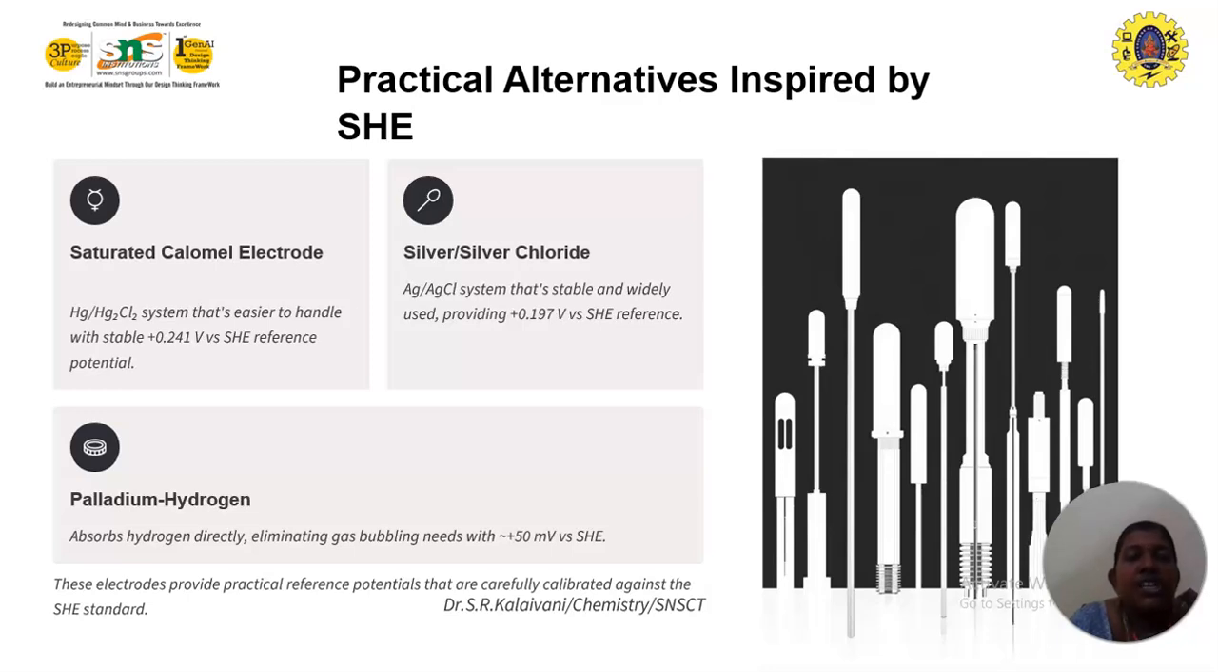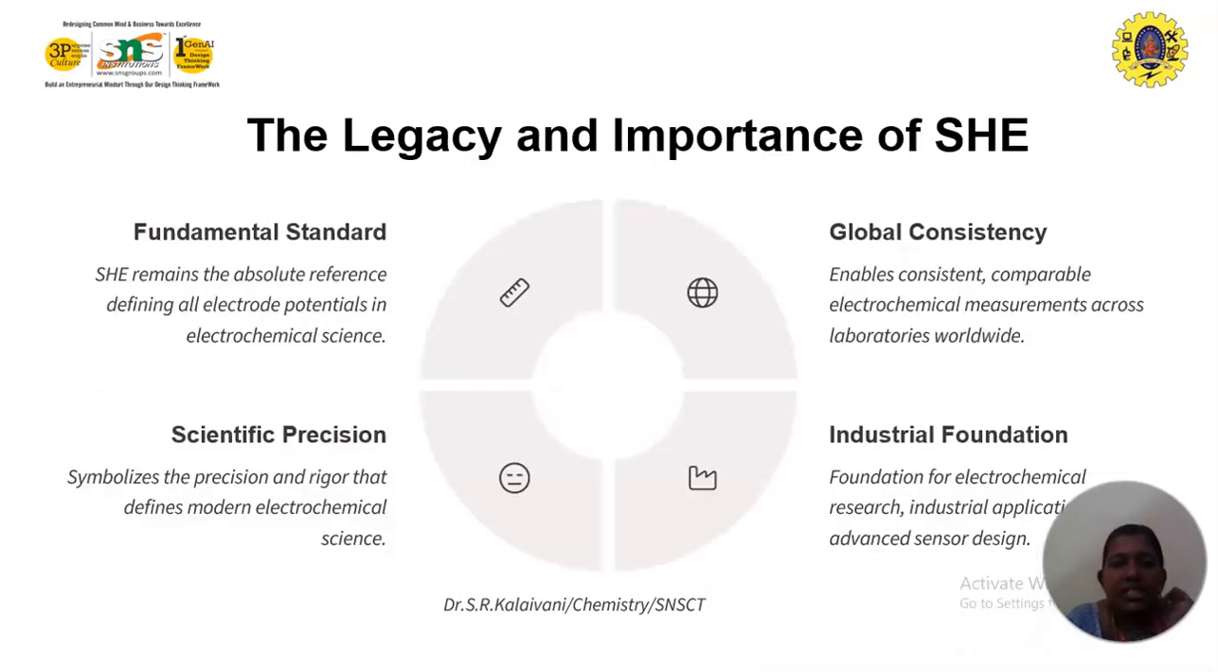plus 0.241 volt. SHE acts as the primary reference, with electrode potential value 0 volt. Then the silver chloride system that is stable and widely used, providing plus 0.197 volt versus SHE as a reference. Then palladium hydrogen absorbs hydrogen directly, eliminating gas bubbling needs, with plus 50 millivolt versus SHE as a primary reference.